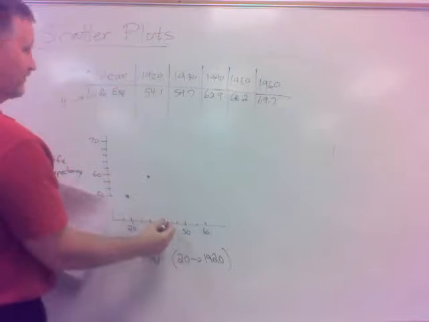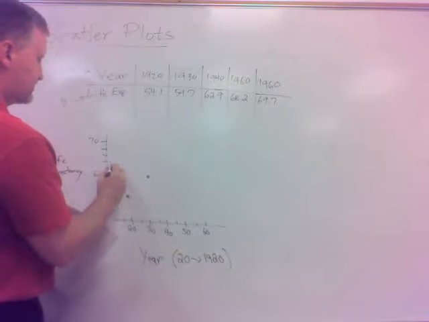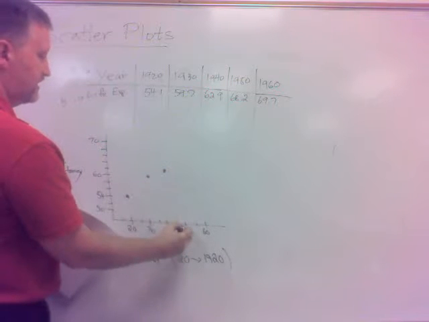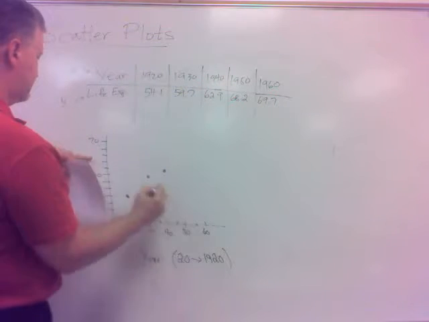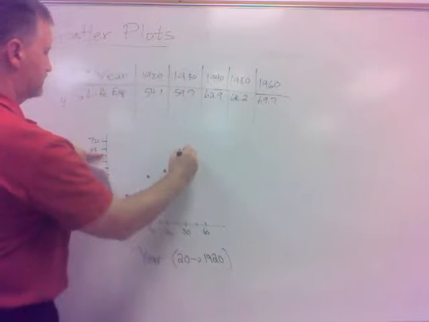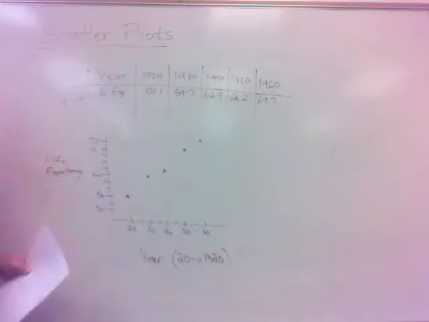40. All right, we got 62.9, so that's not quite 63, which is right about there. And 1950, we're at 68.2, which is right here, I believe. Yeah. And then 1960, we've got 69.7. There you go. Scatterplot.